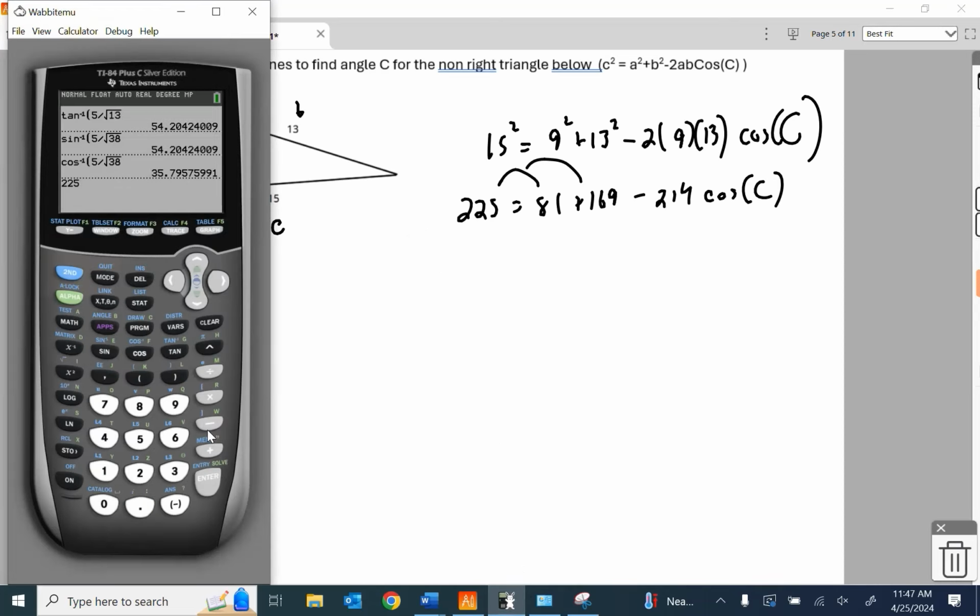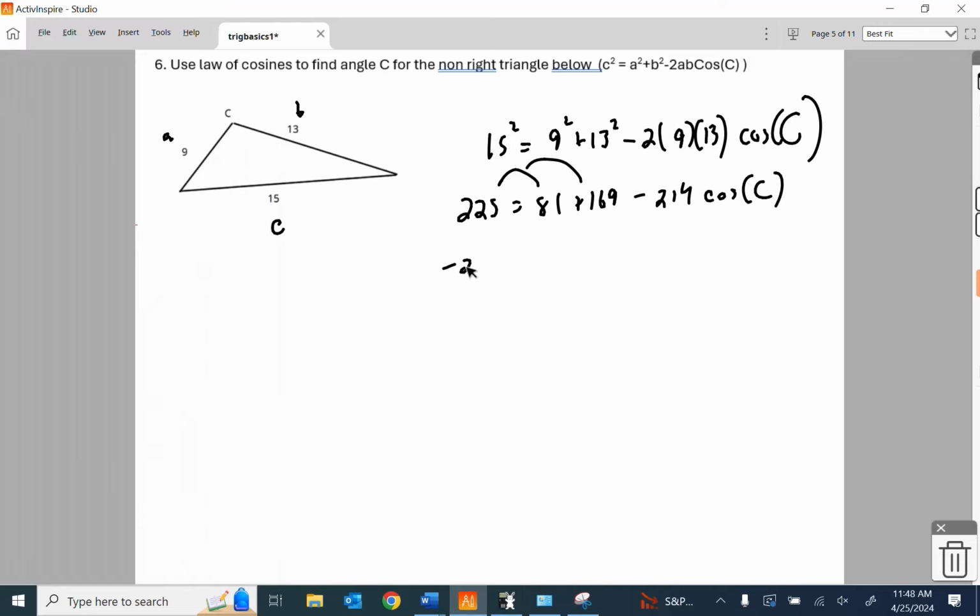I'm going to take away the 81. And I'm going to take away the 169. I didn't want to miss this. I get negative 25. Let me make sure I squared 15 right too, because I'm not feeling quite right in the head right now. Whew, good, I did. Alright, so anyways, there's a negative 25 on the left.